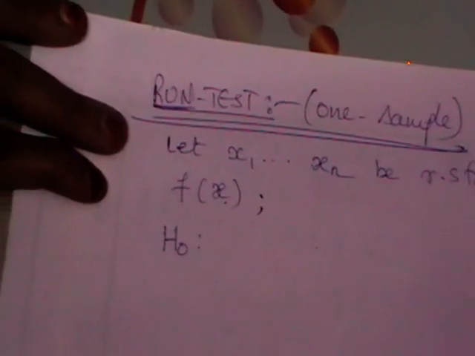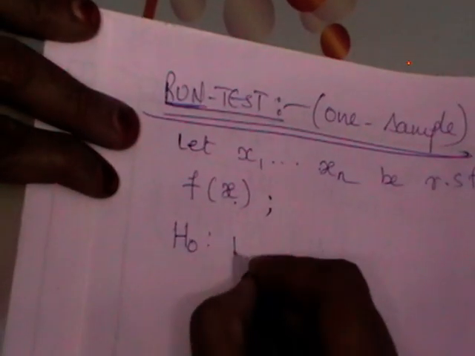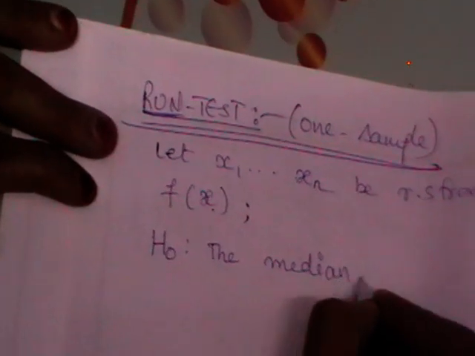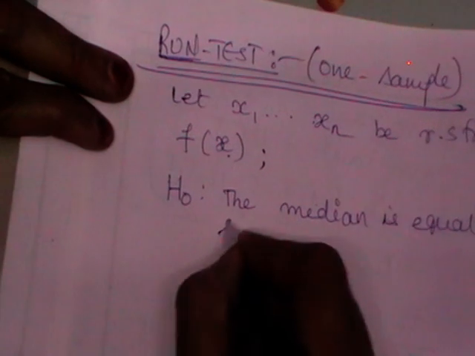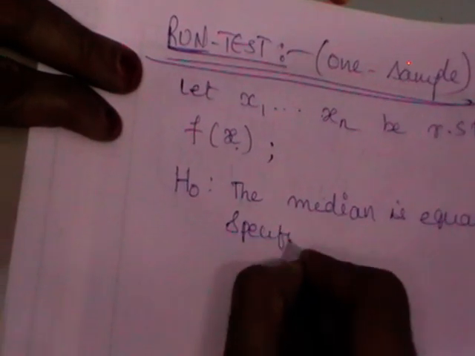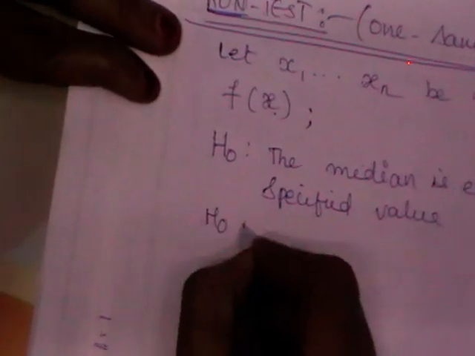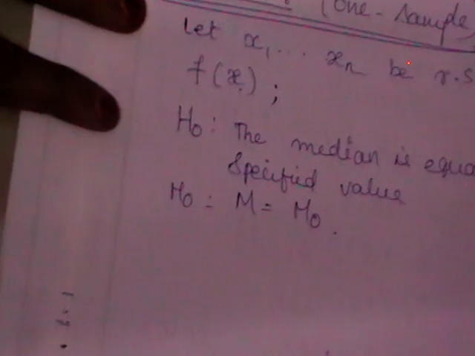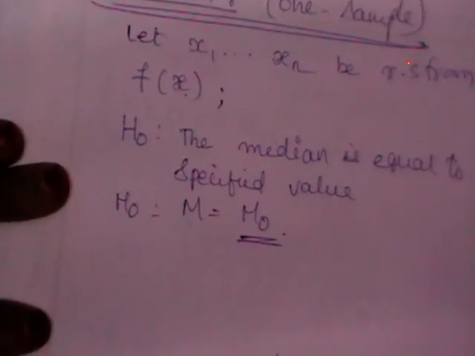Whenever it is a one sample test, the null hypothesis is always that the median is equal to the specified value, that is H0: M = M0. Median is equal to the specified value. Whenever we write naught, we call that a specified value.